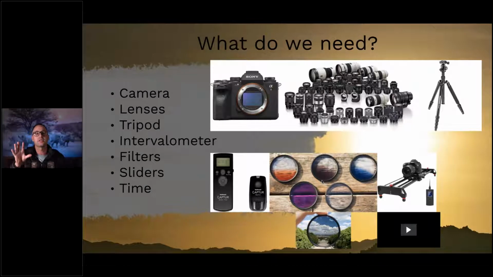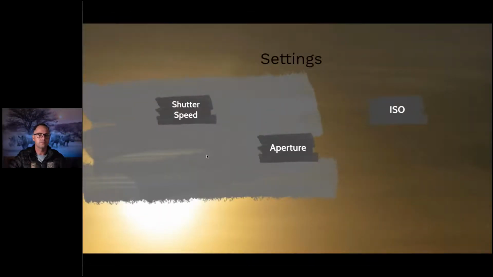So what we do is we take an ND filter, neutral density filter, which basically is a dark piece of glass. It goes in front of the lens and it slows everything down, because now the camera needs to open the shutter longer in order to get the same amount of light in, because everything's been darkened down. So that's where those filters really come in.